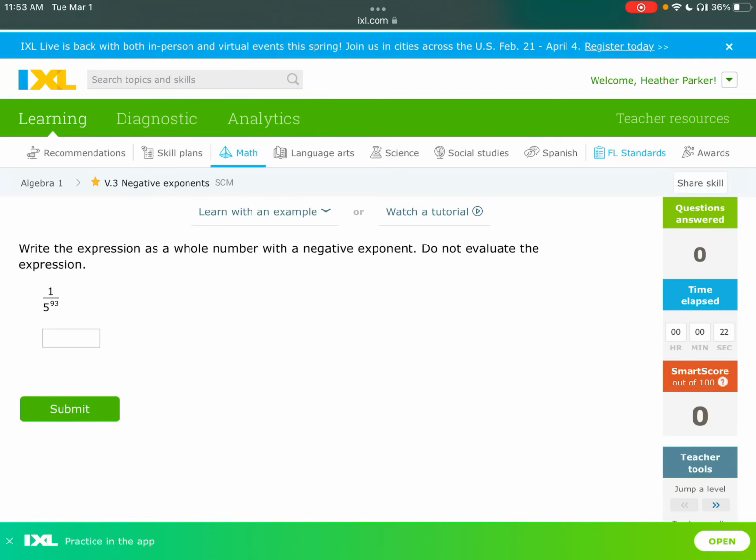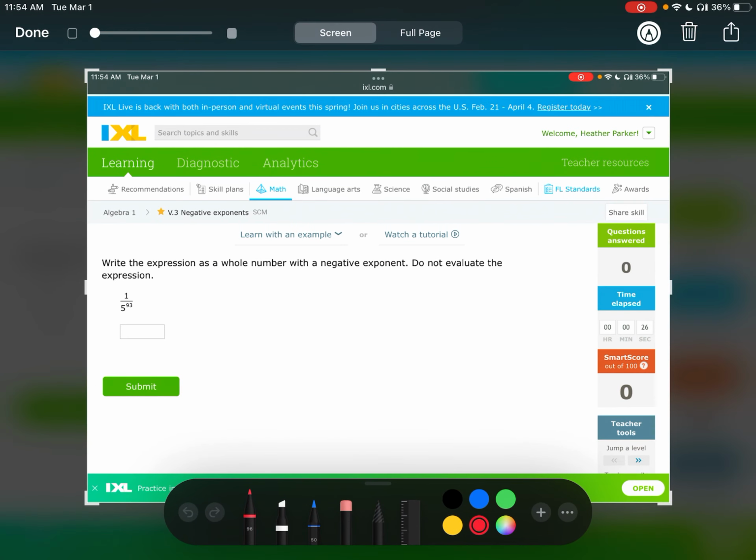11.3, and on this one we are doing negative exponents. Now read the instructions here because the instructions are very important. Instructions are always important. Write the expression as a whole number with a negative exponent. And it says do not evaluate, so we're not going to our calculator.